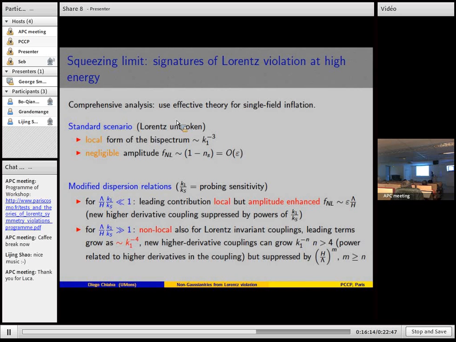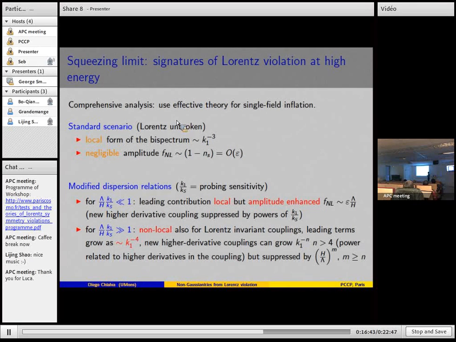So if this sensitivity is such that the perturbations that I can measure were super horizon already at the time of Lorentz violation and WKB violation, then I still get a local form of the bispectrum. So this is similar to the standard, but the amplitude is actually enhanced. So you see it's not order epsilon, but it's enhanced by this part. And of course, it's then suppressed by the Bogoliubov parameter. That depends on your model. But I will show you that it's easy to get enhancements.